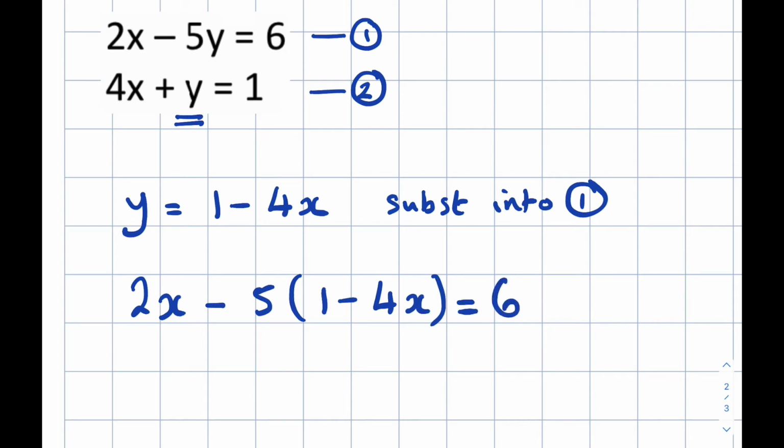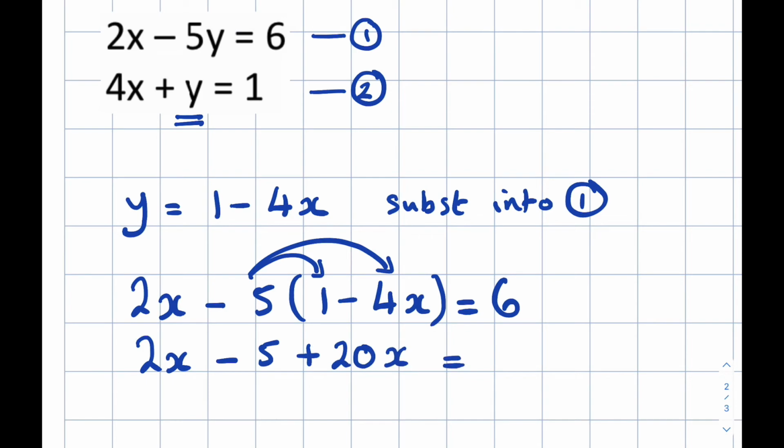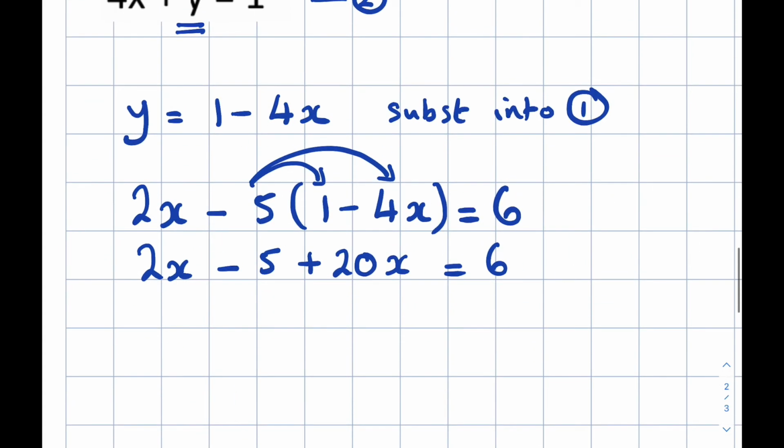Now we've got x's in this equation. Let's simplify this equation to work out what the value of x is. So 2x minus 5 times 1 is a -5. -5 times a -4x is a positive 20x, and that equals 6. Okay, let's simplify further. We can collect the 2x and the 20x together, and that will give 22x. Take away 5 equals 6.